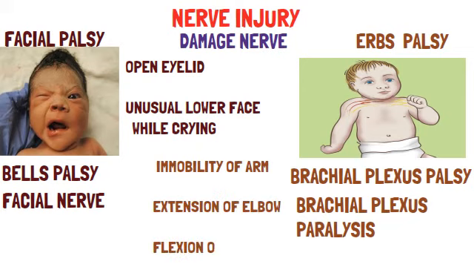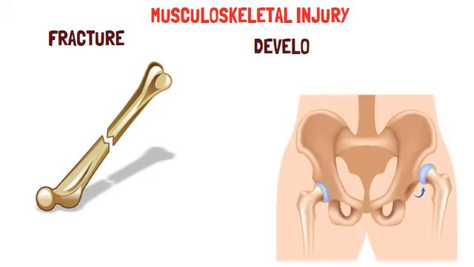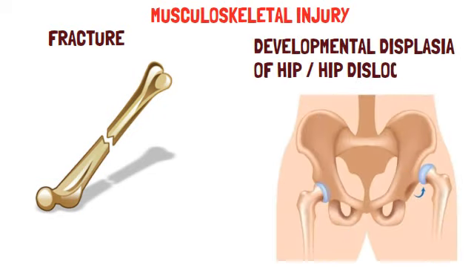Next classification is musculoskeletal injury. It includes fracture. Fracture is a break in continuity of bone. Commonly occurring fractures in newborns are clavicle bone fracture or long bone fracture. Developmental dysplasia of the hip or hip dislocation. It is an injury in which the hip bone is displaced from its normal position.